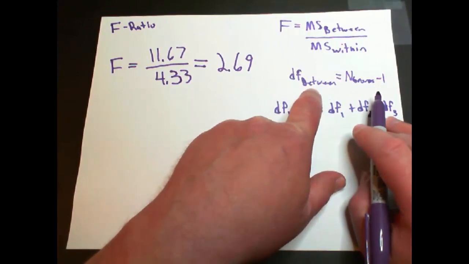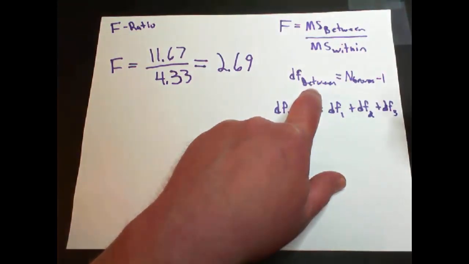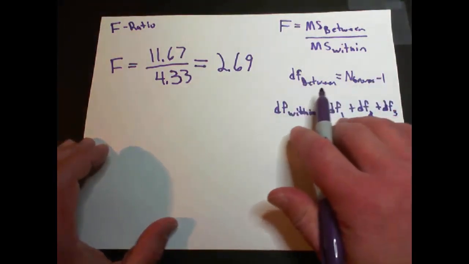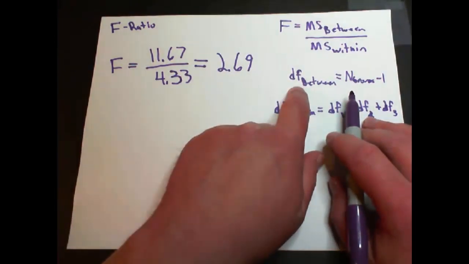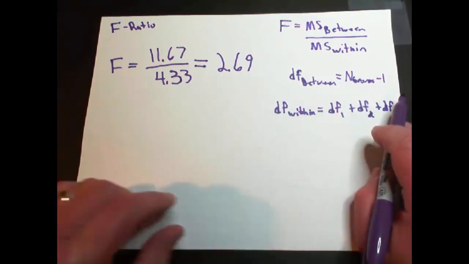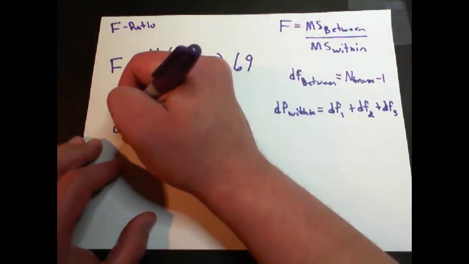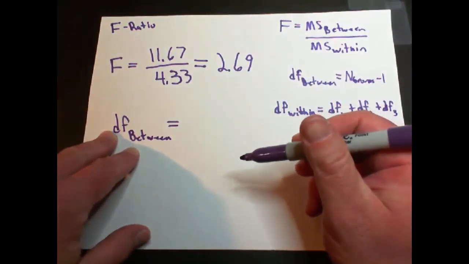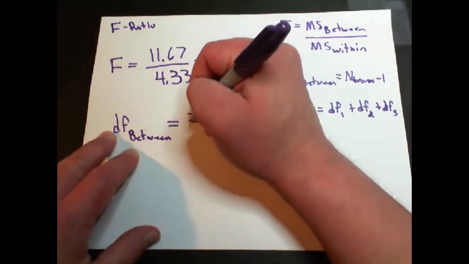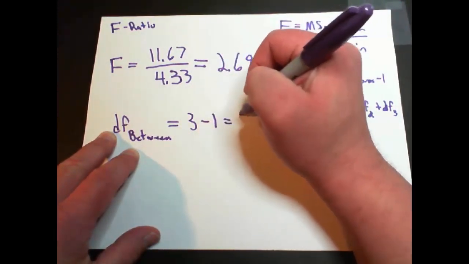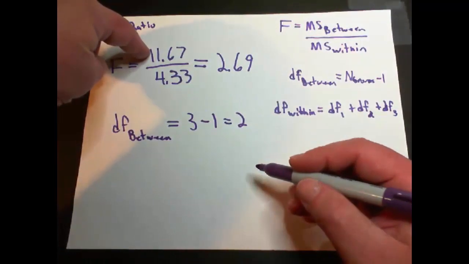To do that, we have to use our table. We need our degrees of freedom. So for our degrees of freedom between groups, it is the number of groups that we have minus 1. So for our between groups degrees of freedom, we had 3 groups minus 1 gives us 2, associated with our between groups estimate of variance.